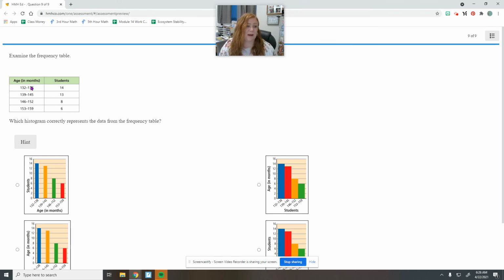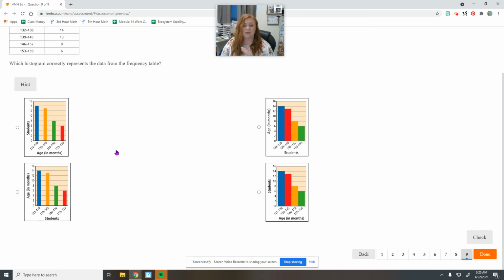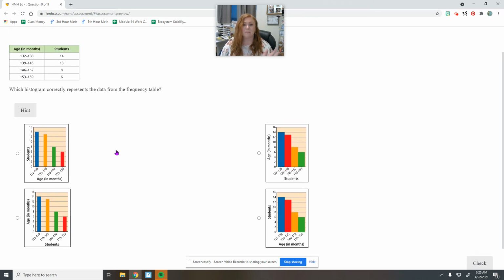They broke them up into equal intervals. There are 14 of the youngest, then 13, then 8, then 6. So we are looking for the matching one. One thing to remember is that histograms touch. So I can already see two that cannot possibly be a histogram. I just see bar graphs.